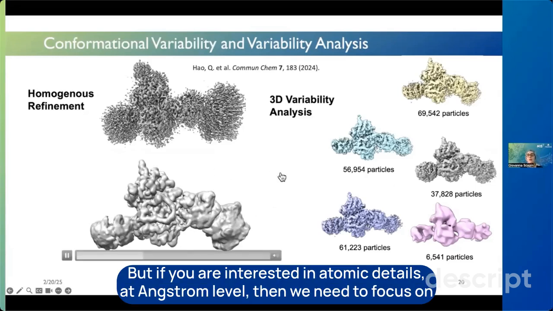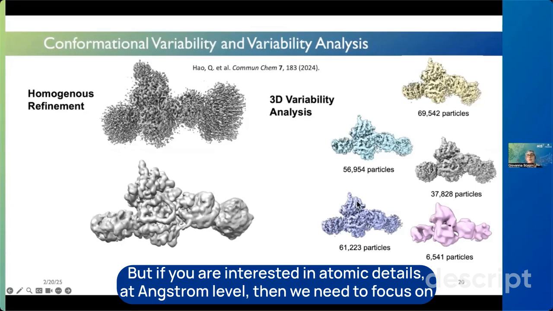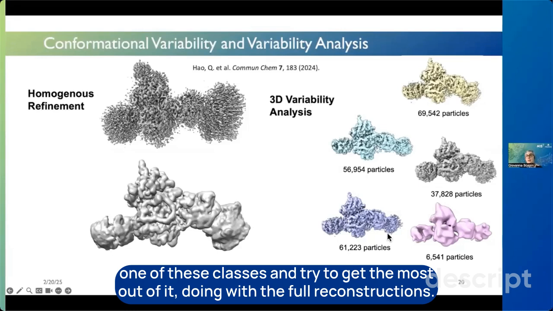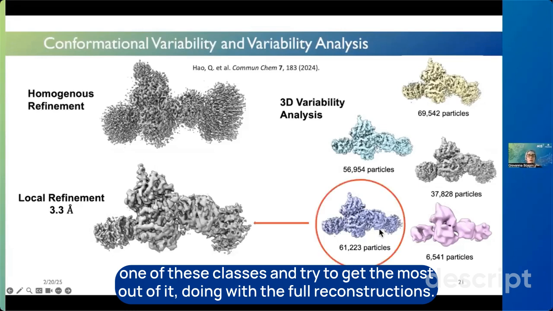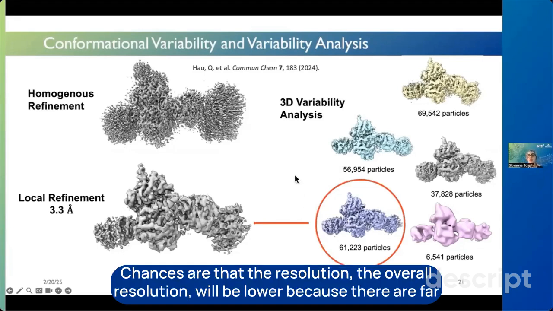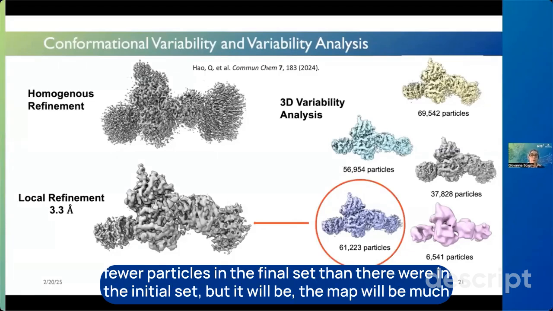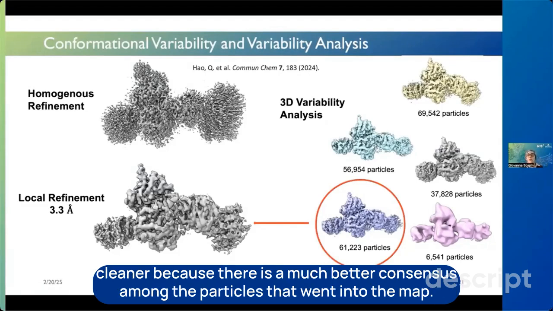But if you are interested in atomic details at Angstrom level, then we need to focus on one of these classes and try to get the most out of it, doing a full reconstruction. Chances are that the overall resolution will be lower because there are far fewer particles in the final set than there were in the initial set. But the map will be much cleaner because there is a much better consensus among the particles that went into the map.